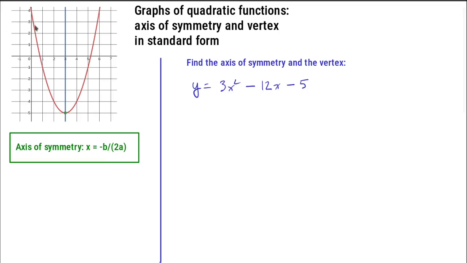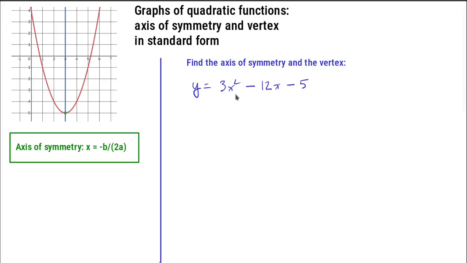This green dot is the minimum. If it was an upside down U shape, the vertex would be the maximum, but the point where the graph crosses its own axis of symmetry, that's our vertex. So let's try that in an example here.